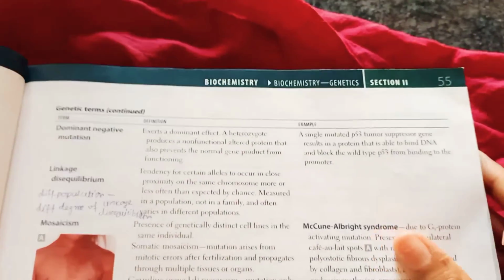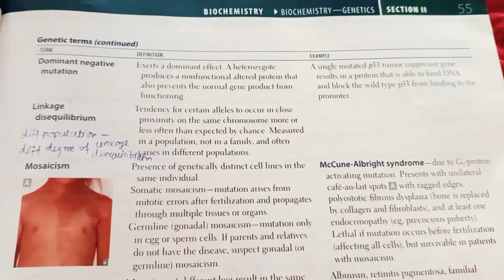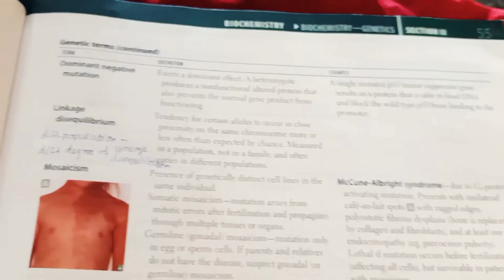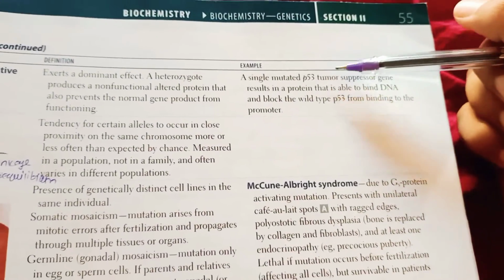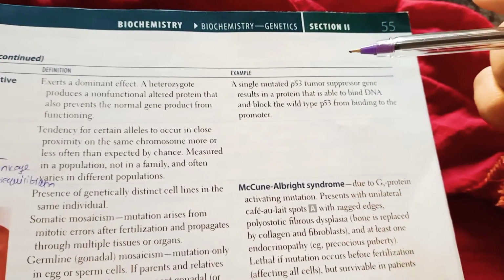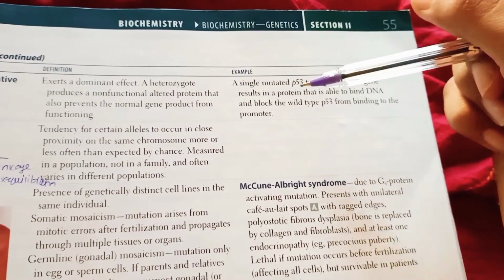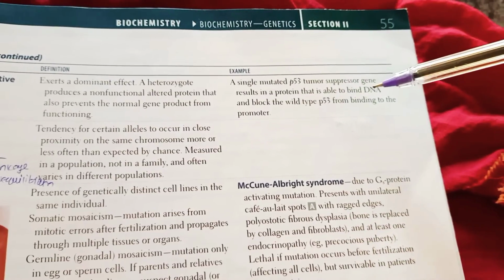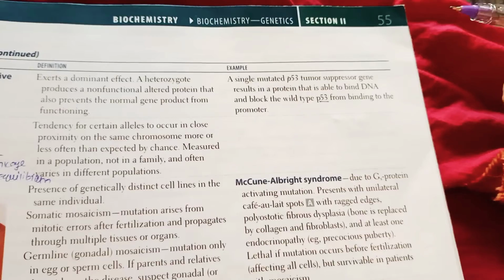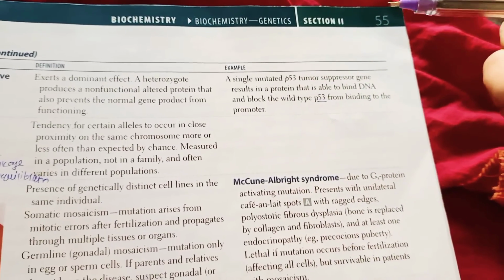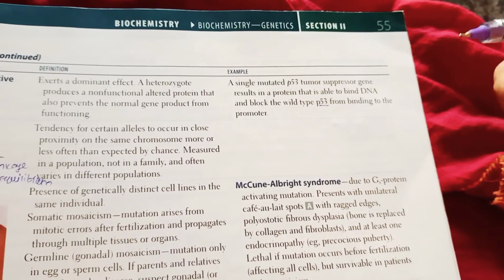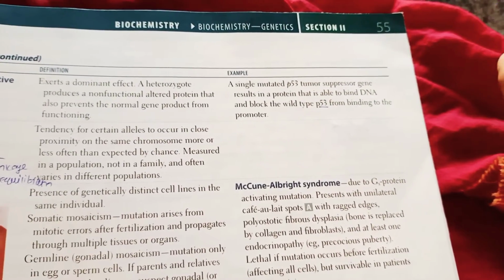Now let us continue with other genetic terms, like dominant negative mutation. Here the example is P53, and with this example we can understand it. P53 is a tumor suppressor gene, right? Suppose it is mutated. It will produce a protein that binds to the DNA, and this will block the normal or natural P53 from binding to the promoter, so the DNA will not undergo replication, or that process will stop.